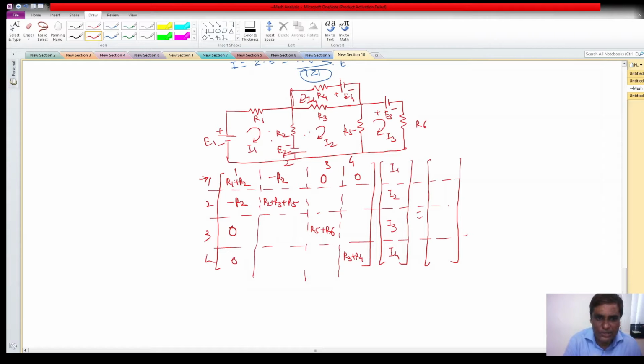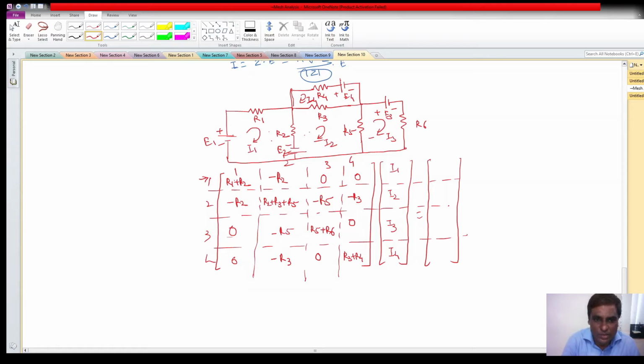Next, what is the common between mesh 2 and mesh 3? It is R5, so it will be minus R5, and 3 with 2 is minus R5. What is common between mesh 2 and 4? It is R3, so it will be minus R3, and 4 to 2 will also be minus R3. Between 3 and 4, there is no common resistance connected, so it is 0. This is also 0.